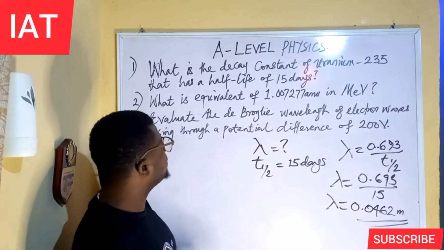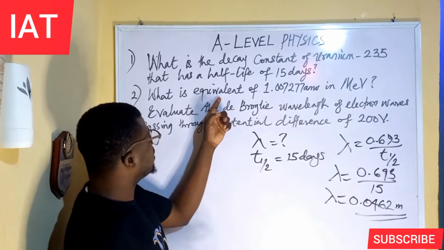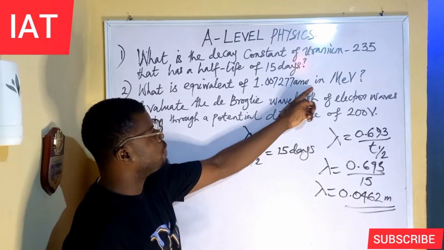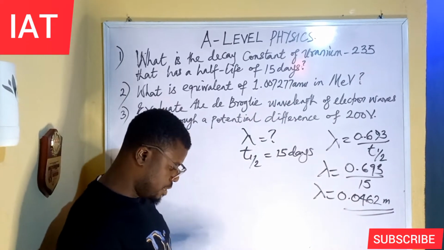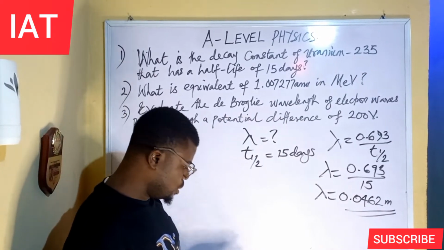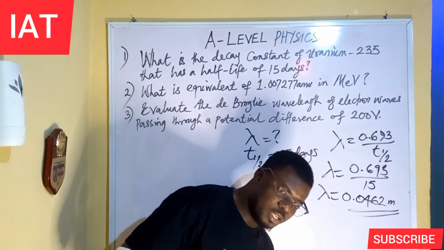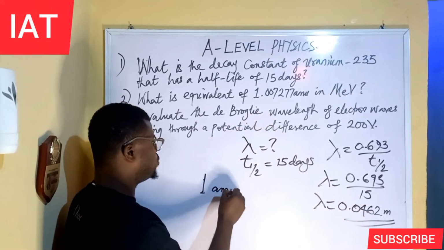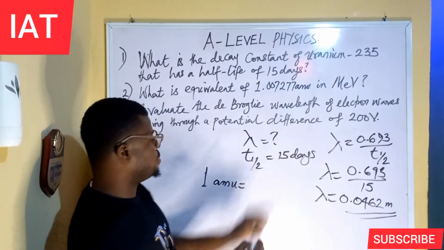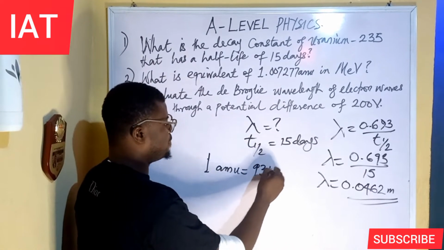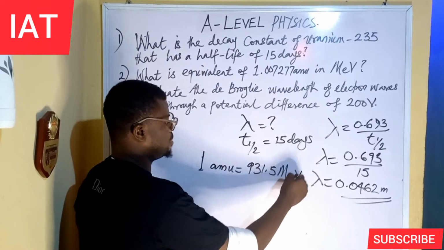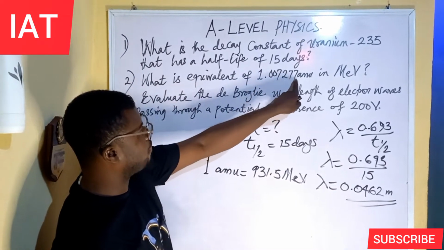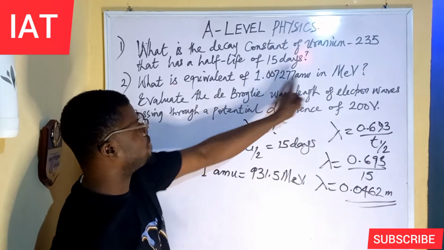Then for the second problem, what is the equivalent of 1.007277 AMU in MeV? That is simple. The first thing we need to understand is the value: 1 AMU produces about 931.5 MeV. Now we are asked to calculate this value in MeV. Convert this one. What is the equivalent of this to this?